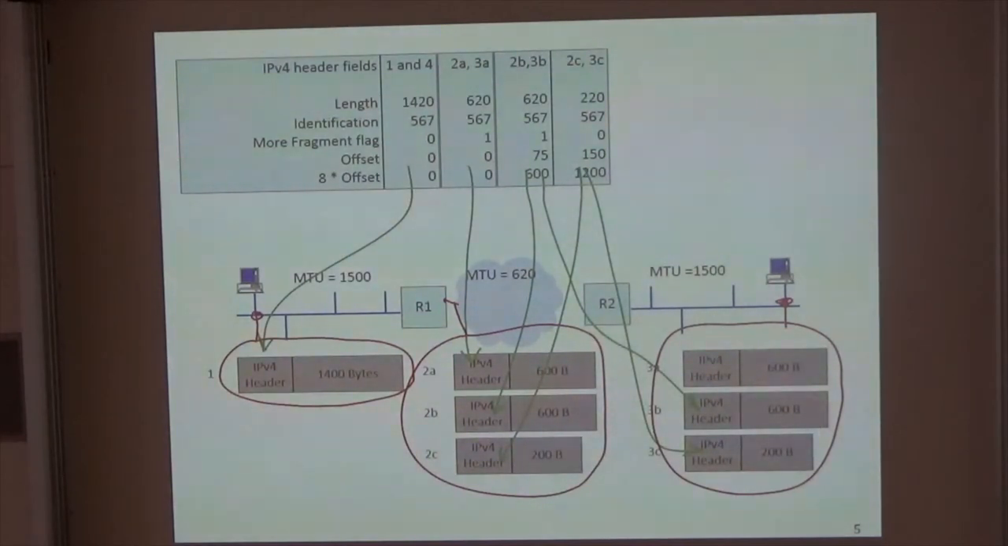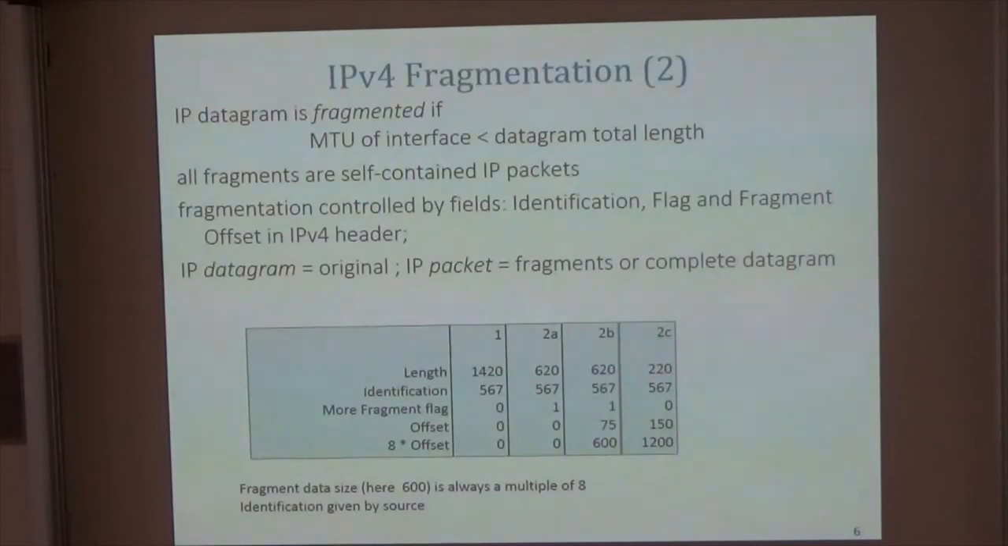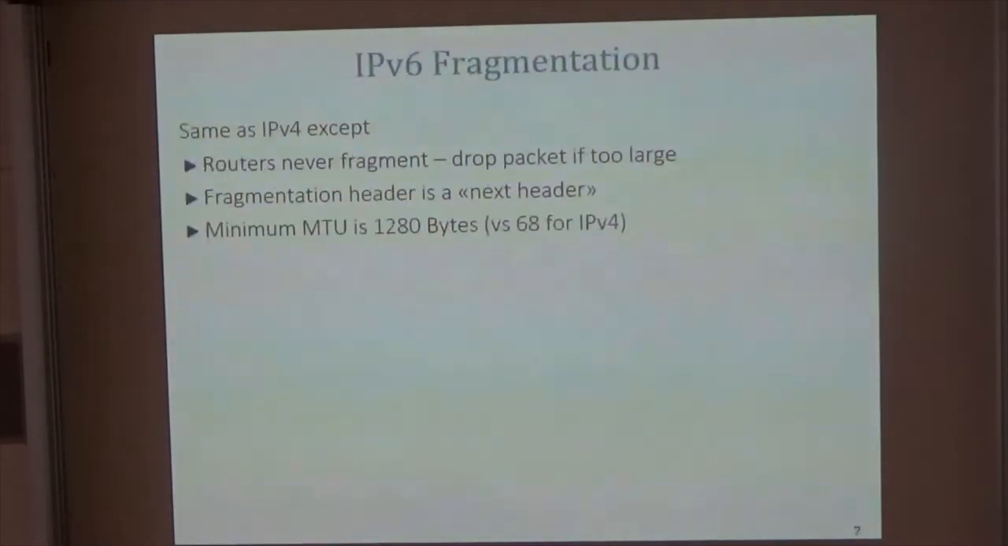All of this is done by the IP layer. So this is transparent to anything above the IP layer. In particular, UDP and TCP don't see this fragmentation. The only way you see the fragmentation is if you run Wireshark on the interface or on the link, and then you are able to see the multiple packets. The layers above, including the transport layer, will receive the complete datagram. This is the story for IPv4.